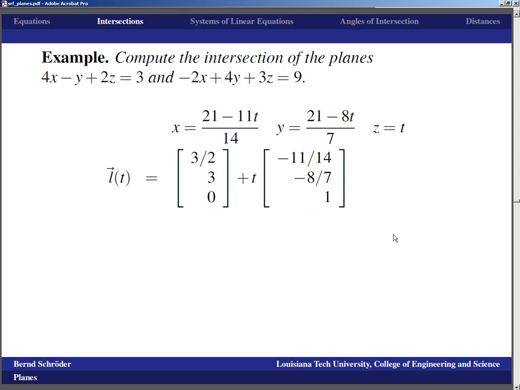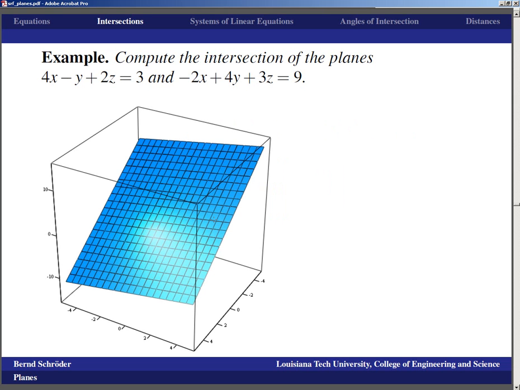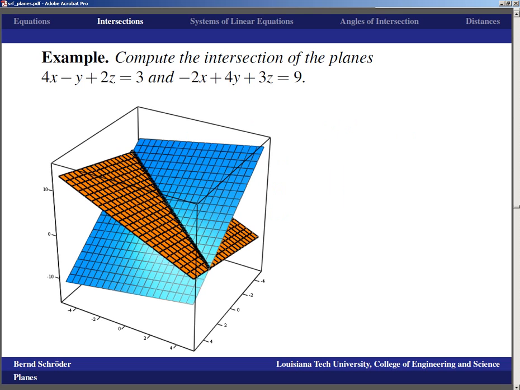This is also something that people have told you in pre-calculus. The intersection of two planes is a line, and that is what we can also see if we look at the first plane here, the second plane here, and then here is the line of intersection.